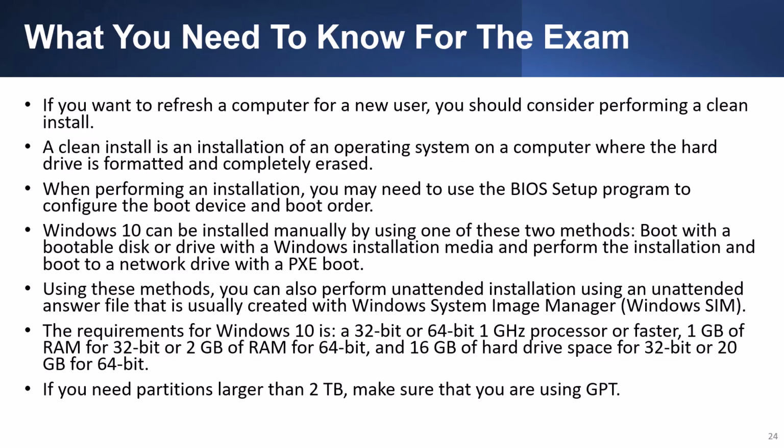The requirements for Windows 10 are a 32-bit or 64-bit 1 GHz processor or faster, 1 GB of RAM for 32-bit or 2 GB of RAM for 64-bit, and 16 GB of hard drive space for 32-bit or 20 GB for 64-bit. If you need partitions larger than 2 terabytes, make sure that you're using GPT.